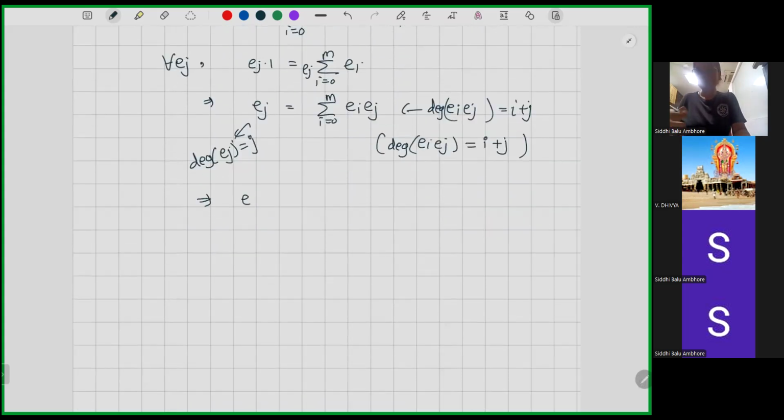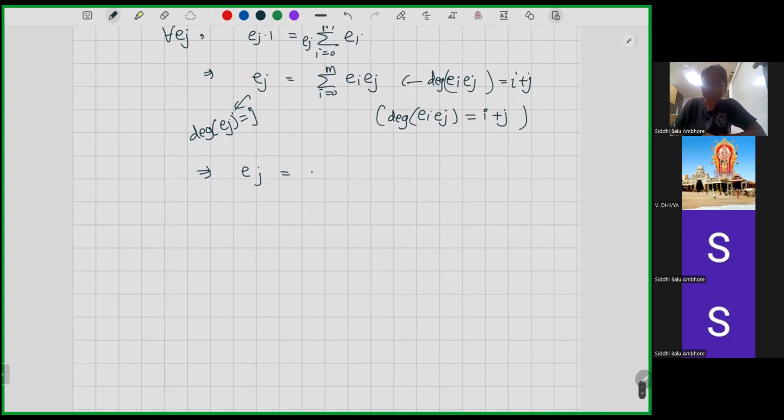So therefore, to at least match the degree, we must have this EJ to be E naught EJ, right? Because all other elements will increase the degree. So we will have degree of this EJ to be J and degree on the right hand side to be some M plus J or whatever. It will increase by some number if we have any non-zero degree term involved in this expression. I hope you understand that. And if not, please let me know. So this is true for all EJs, right? This is true for all EJs.